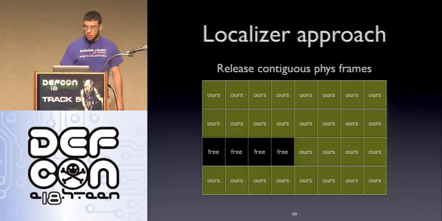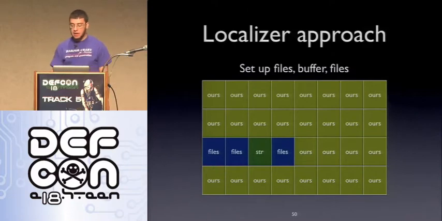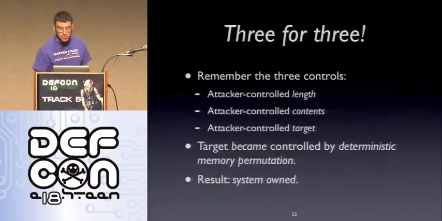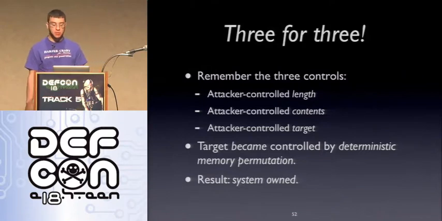So what are we going to do next? We're going to set up our buffer and our files, and we own it. We're 3 for 3. Remember the 3 controls: attacker-controlled length, attacker-controlled contents, attacker-controlled target. We made these controlled by us by deterministically permuting memory. And what happened? We own the machine.